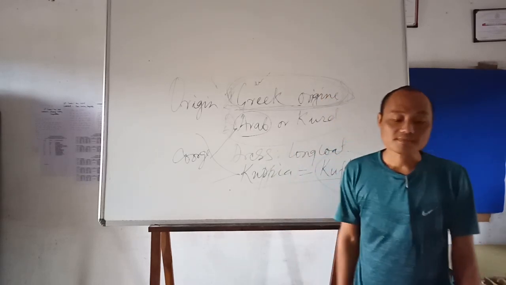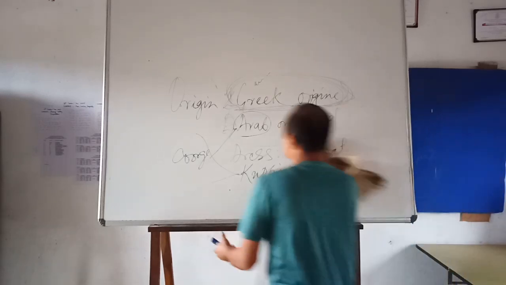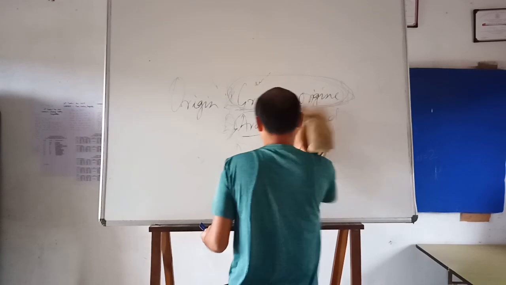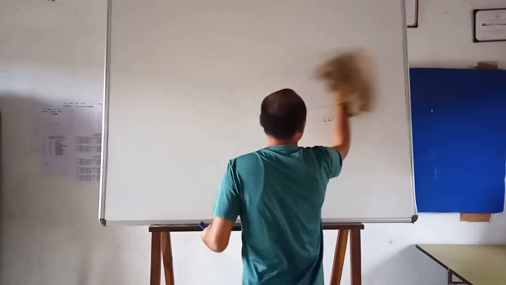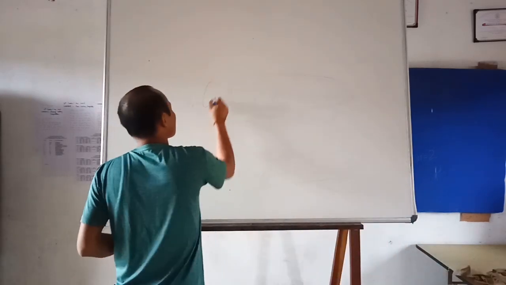Then next, what they have practiced. What kind of people are there? So Kurds is recorded as Kurdi.